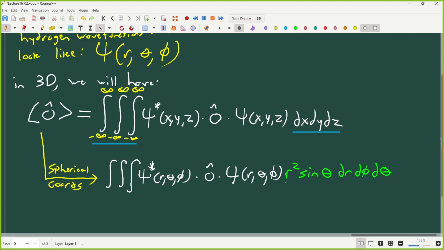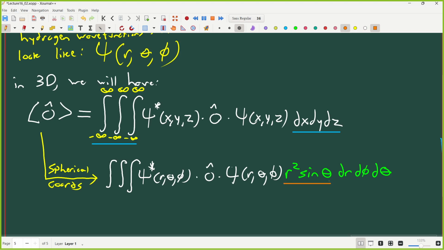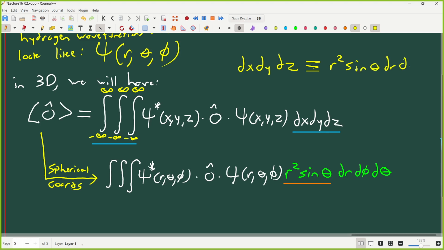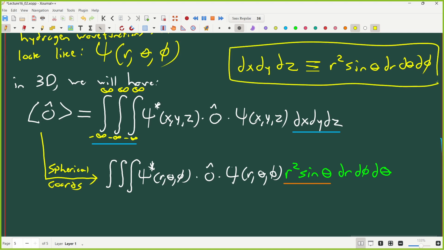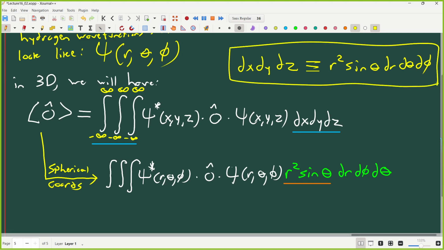So every time, this is important. I'll just write this out: dx, dy, dz is the same as r squared sine theta, dr, d theta, d phi. This conversion is always there. So anytime you're going to do integrals in 3 dimensions and spherical coordinates, you always have this r squared sine theta conversion factor. We can derive this if you're not convinced of it, but this is always there. You probably did it in calculus. So we have this additional factor that's always in the integral.